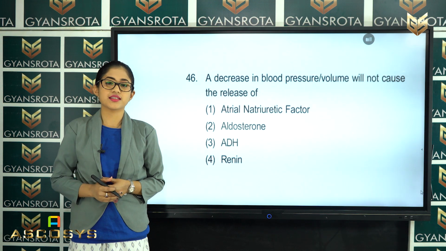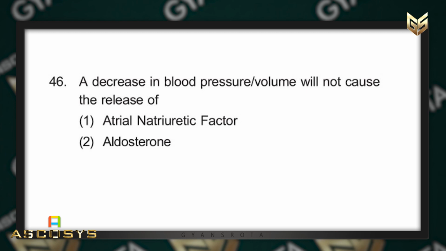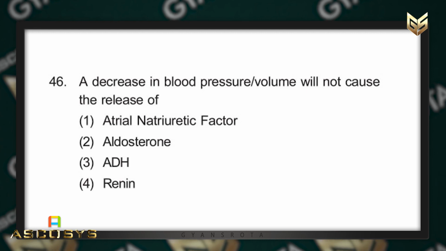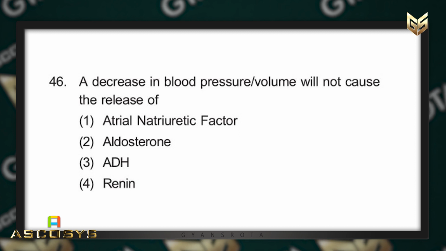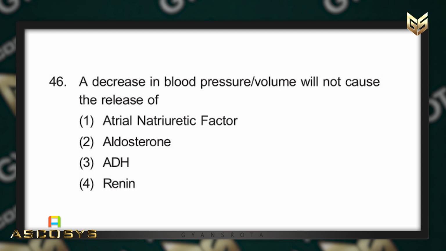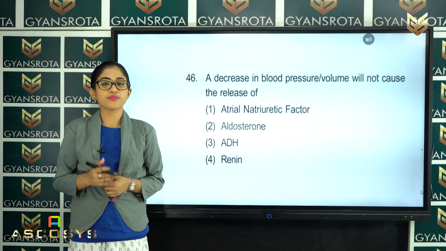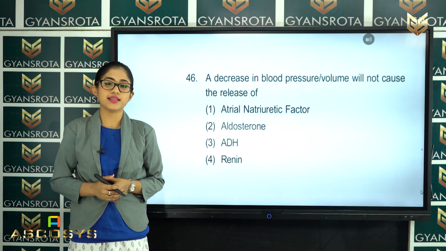So let's get started. In the first question, question number 46, a decrease in blood pressure or volume will not cause the release of, there are 4 options given: atrial natriuretic factor, aldosterone, ADH or renin. This question comes from the chapter chemical coordination and integration.